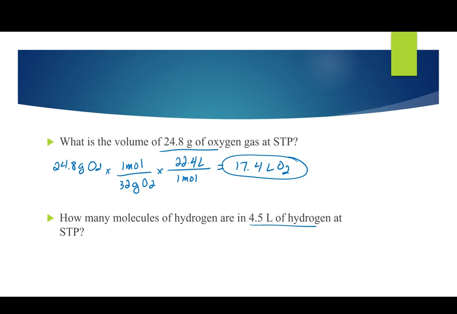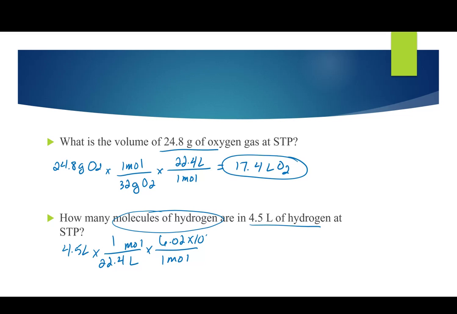Lastly, I have 4.5 liters of hydrogen. I don't know how many molecules of hydrogen I get. So 4.5 liters. Cancel the unit of liters, go to moles. 1 mole is 22.4 liters. 1 mole is 6.02 times 10 to the 23rd molecules. So that's going to give me 1.2 times 10 to the 23rd molecules. So you just use the 1 mole is 22.4 liters the same way we used any of the other conversion factors.